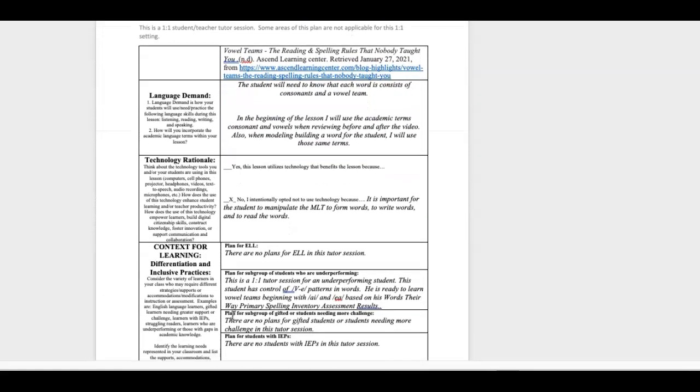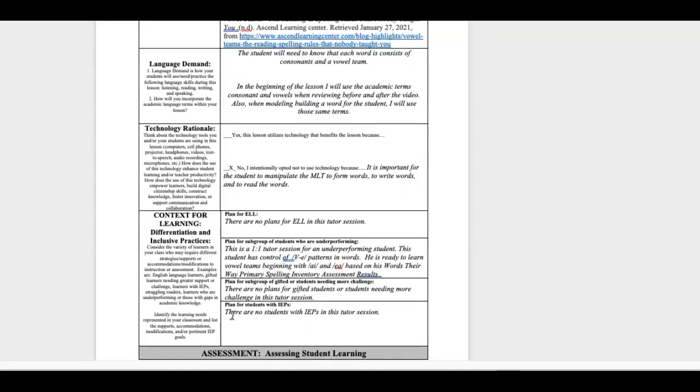Now the language demand. That is how your students will use, need, or practice the following language skills during the lesson. How are they going to practice listening, reading, writing, and speaking? The second part of the language demand is how will you incorporate the academic language terms within your lesson?